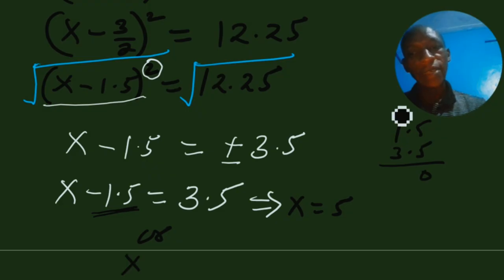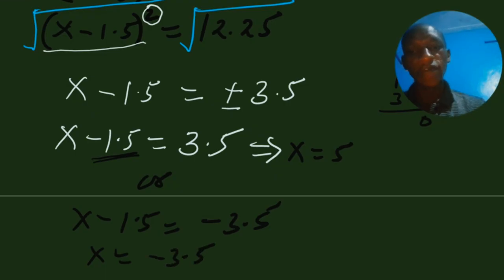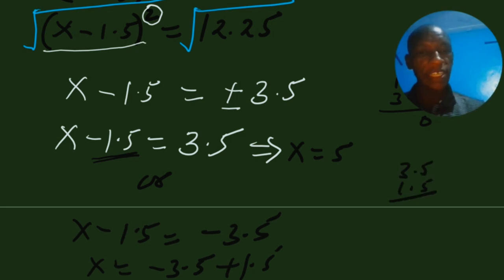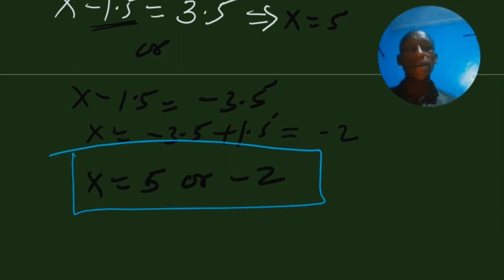Or x minus 1.5 could have been equal to negative 3.5. That will mean that x is going to be negative 3.5 plus 1.5. So that one we are going to take 3.5 and then we subtract, and that one gives us 2, and the answer is going to be negative 2. x is going to be 5 or negative 2. This becomes the solution of this quadratic equation by completing square method.